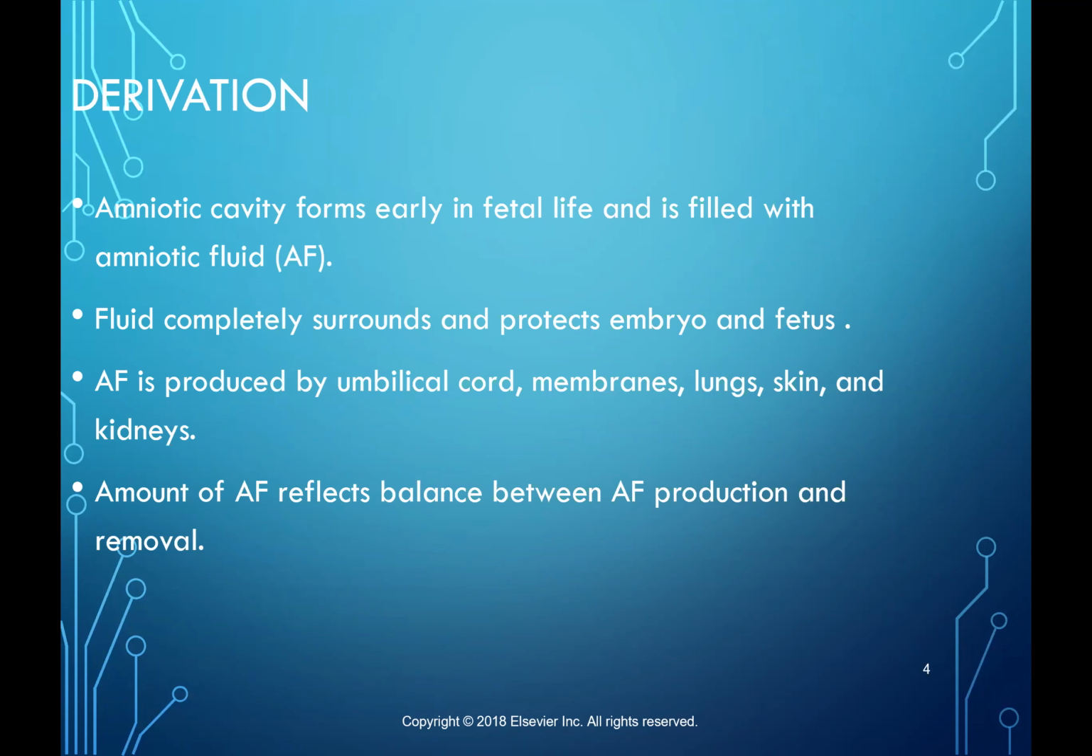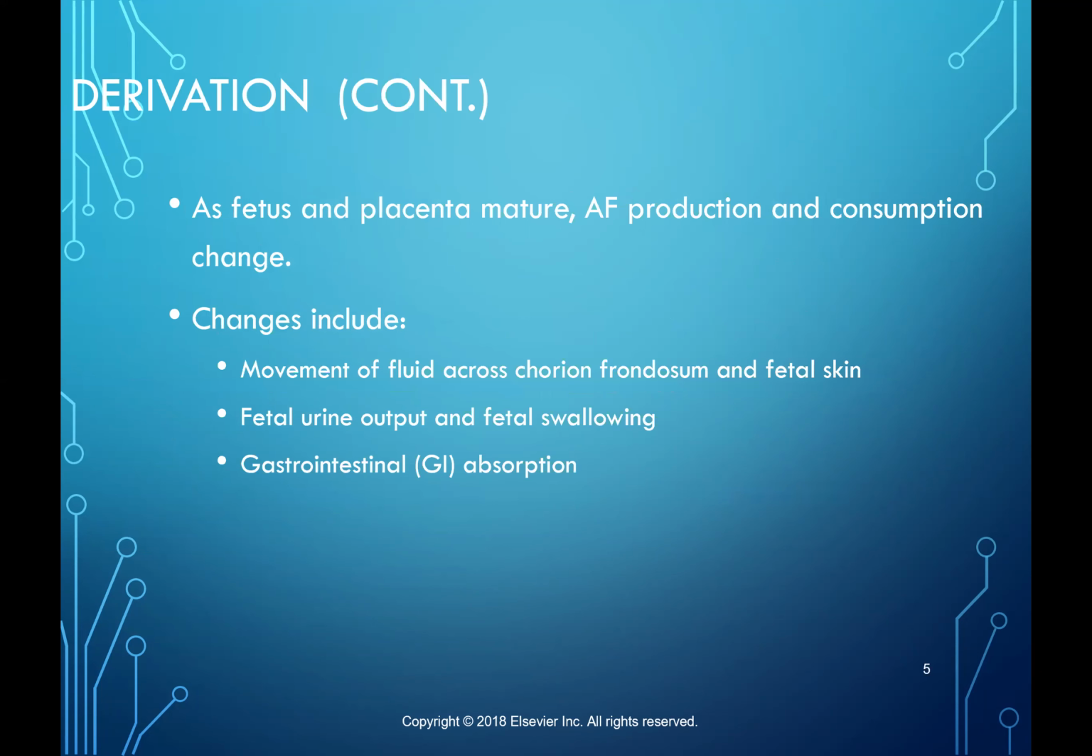The amniotic cavity forms early in fetal life and is filled with amniotic fluid. The fluid completely surrounds and protects the embryo and the fetus. The amniotic fluid is produced by the umbilical cord, membranes, lungs, skin, and kidneys. And the amount of amniotic fluid reflects the balance of production and removal.